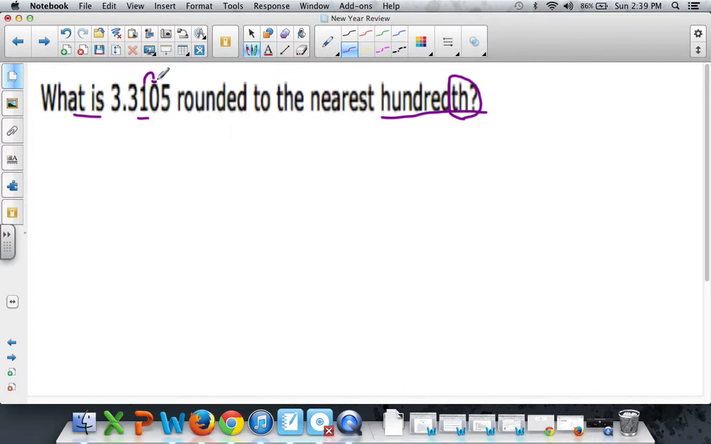Is that 5 or more? No, it's a 0. It doesn't get smaller than 0, really, unless you're dealing with negatives. But 0. So we're going to let that 1 rest. It stays the same. Everything to the left will stay the same, as always. Everything to the right turns into a 0. Even the 0 is still a 0.